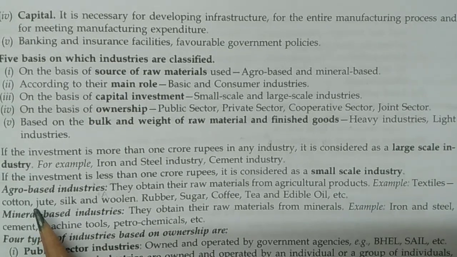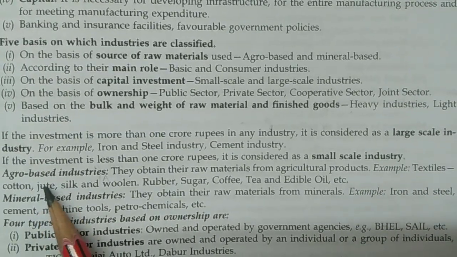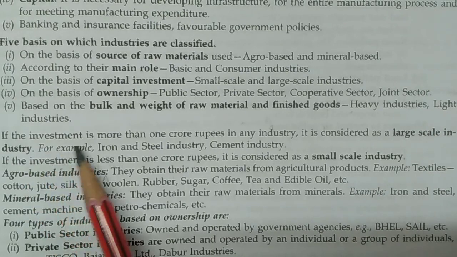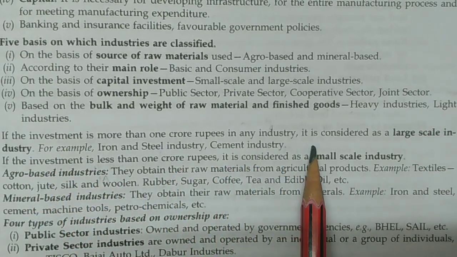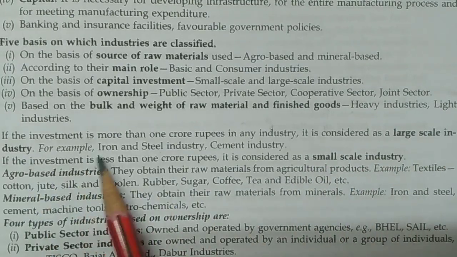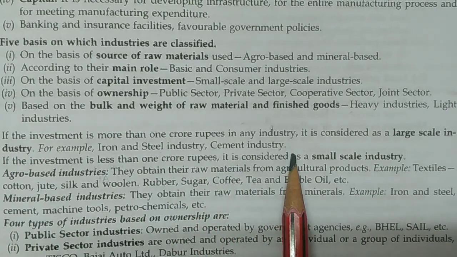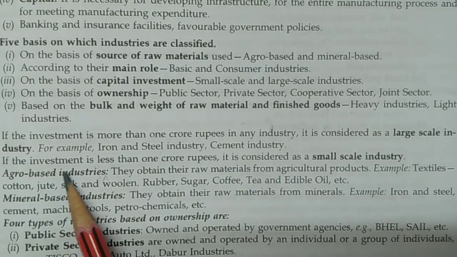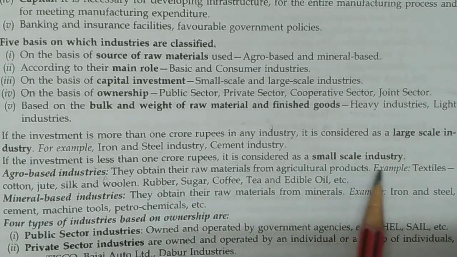Now next, from here it's being given. If the investment is more than 1 crore rupees in any industry, it is considered a large scale industry, for example, iron and steel industry, cement industry. If the investment is less than 1 crore rupees, it is considered a small scale industry.